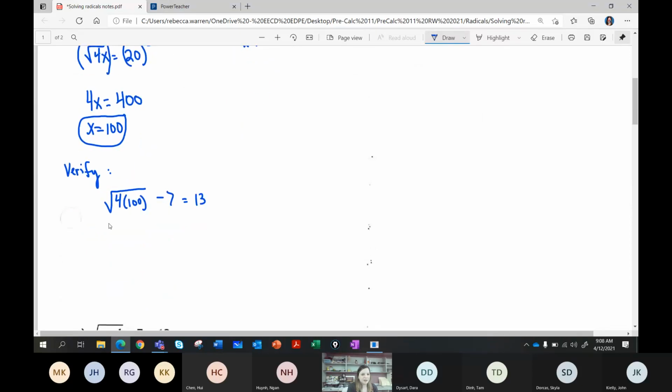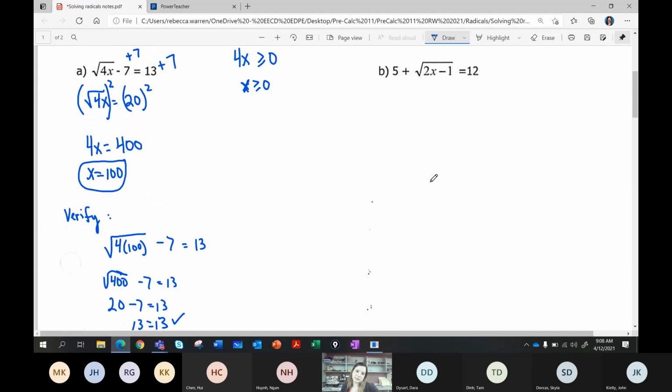4 times 100 is 400. The square root of 400 is 20. 20 minus 7 is definitely 13. So we get 13 equals 13. So we are good to go. That is not an extraneous root. Nick? I just said that, yep.